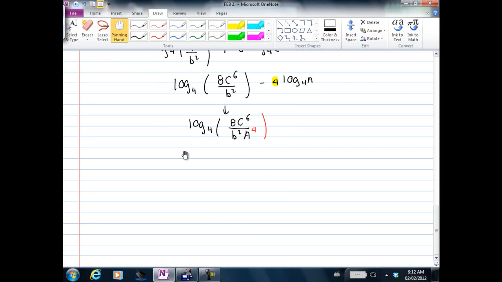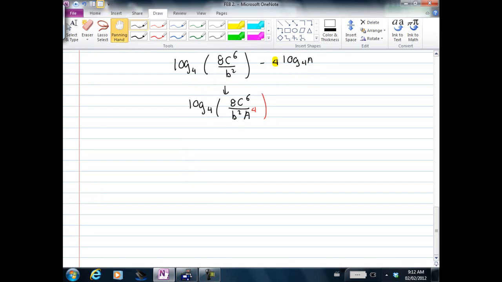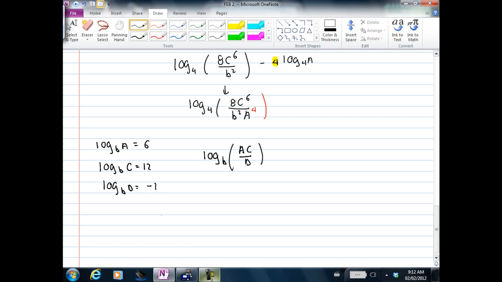Now, some of you ask, Mr., why do we need to know this? Because here's the reason why. They're going to give you this. They're going to say log base B of A equals 6. Log base B of C equals 12. Log base B of D equals -1. They're going to say solve log base B of AC over D. I'll start out easy first.